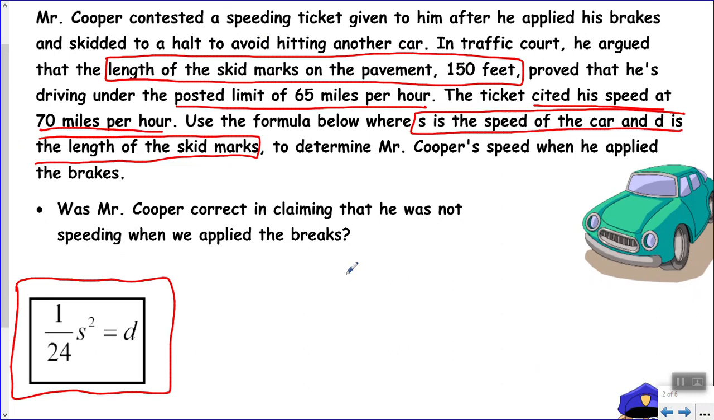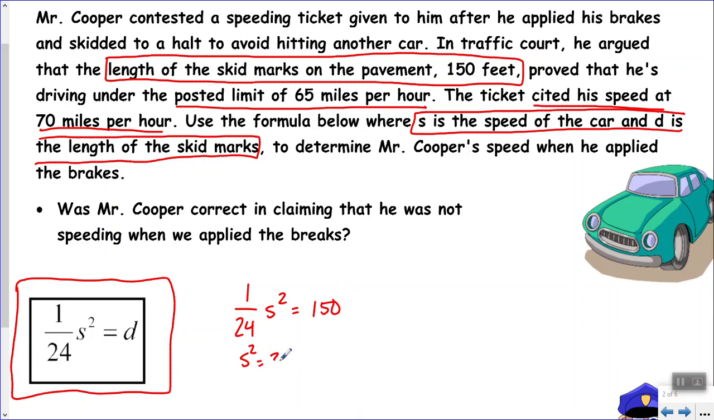So we have our rule that 1 over 24 times s squared equals d, where s is the speed of the car and d is the length of the skid marks. So we know the length of the skid marks and we're trying to find out the speed. So we're going to leave that s in there. But we're going to put in the 150 for our skid marks, and now we're just going to solve this equation for s. So we can multiply both sides by 24.